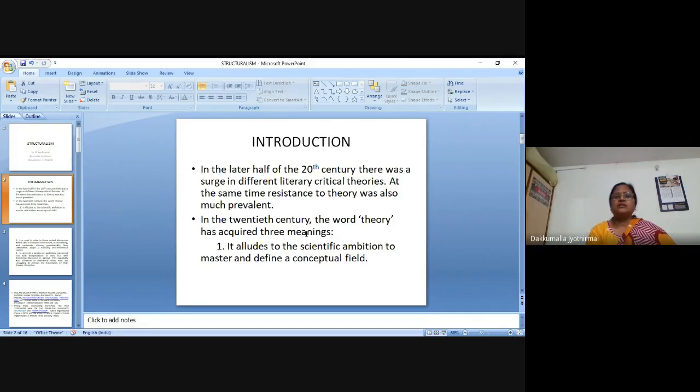Though it is not actually called new criticism, the seeds of new criticism, as I have explained to you, are found in Eliot's essay itself. New criticism is a school of criticism which was very popular during the early decades of the 20th century. It also laid the foundation for the school of new criticism in America and practical criticism in England, both of which focused on the close reading of the text.